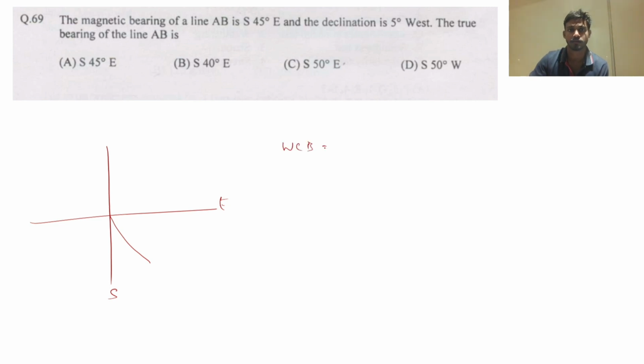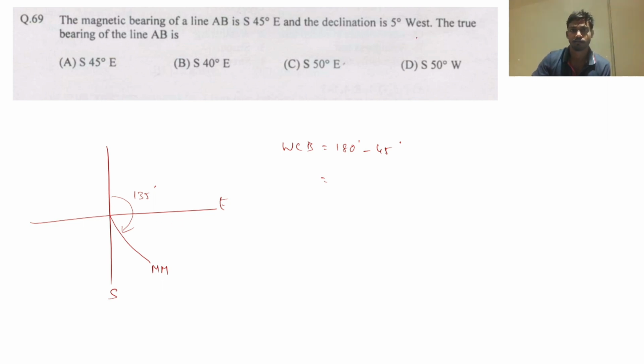Whole circle bearing is equal to 180 degree minus 45 degree. 180 degree minus 45 degree gives 135 degree. This is the magnetic meridian. And the declination is 5 degree west. The true bearing of the line is asked.